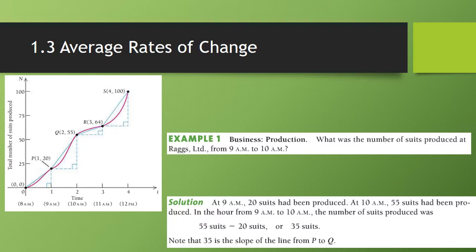Okay, at 9 a.m. there had been 20 suits produced, and at 10 a.m. 55. So between 9 and 10, 55 minus 20 gives you 35 suits. And notice that now the red is the curve that's the actual production, and they've got the blue lines that are kind of drawn in between the different points. So the solution to the problem is 35. It also happens to be the slope between the 2 points, the straight line drawn between the 2 points P and Q.